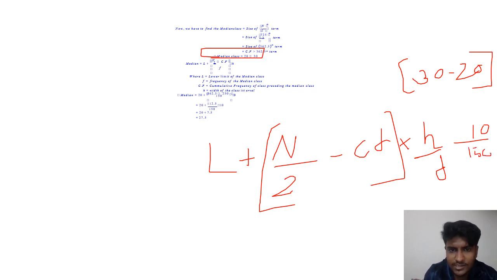So the L value is the lower limit of the median class, which is 20, plus n by 2 minus CF. So the n value is around 62 or something. So you have to just substitute the values in this formula from the cumulative frequency table. Okay, so this is the formula for median.